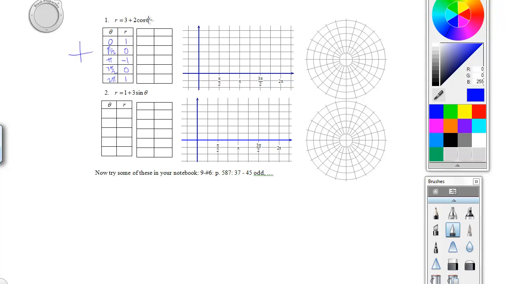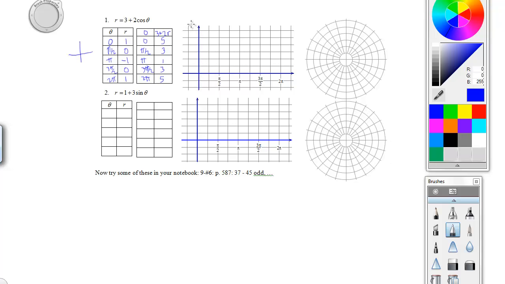So the transformation here is nothing on theta, so this will just stay the same values: 0, pi over 2, pi, 3 pi over 2, 2 pi. And then this will be 3 plus 2 times the r values. And so this one will change to 5, 3, 1, 3, 5 by taking these r values and putting them into this expression.